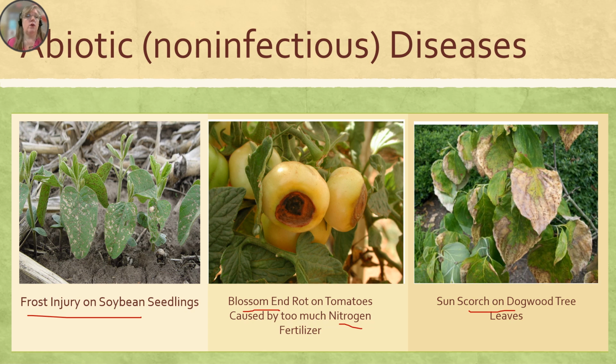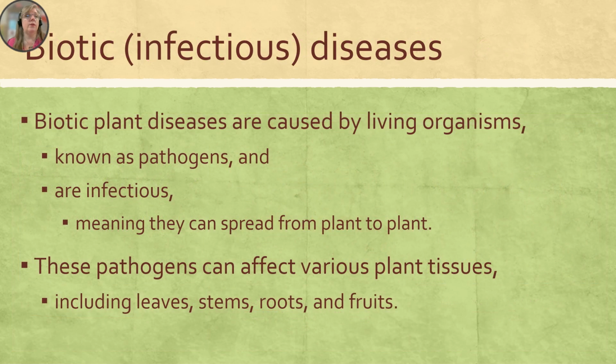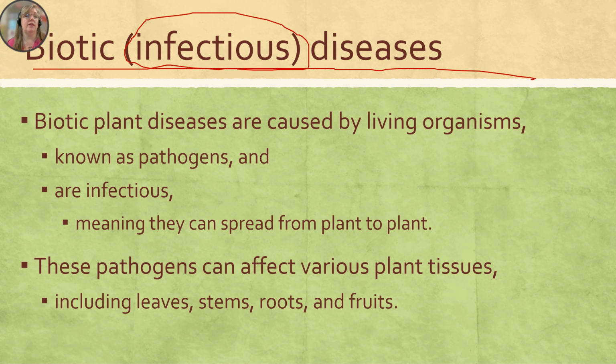All right, and so going on here, next we have our biotic infections. These are the ones that are infectious. These are the ones that can hop from one to another to another. The biotic plant diseases are caused by living organisms, some sort of bug or germ or virus. They are known as pathogens. They are infectious, meaning they can spread from one plant to the next.